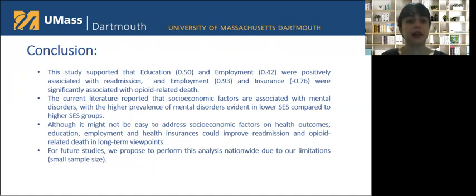Although it might not be easy to address socioeconomic factors on health outcomes, education, employment, and health insurance could improve readmission and opioid-related death from a long-term viewpoint. And finally, for future studies, we propose to perform this analysis nationwide due to our limitation in the size of our available data.